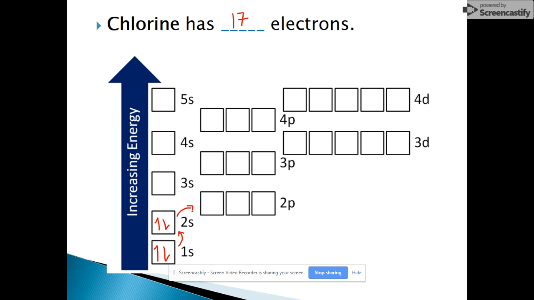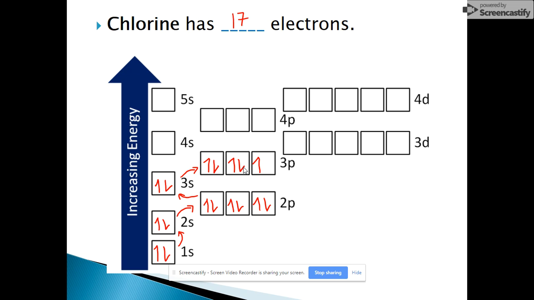Still need to keep going to get to 17. Move to our next level. 5, 6, 7. Now that each box has 1, Hund says we double up. 8, 9, 10. We move up to our next level. 11, 12. Keep going up. Now we go to 3p because it's the next highest. 13, 14, 15, 16, 17.